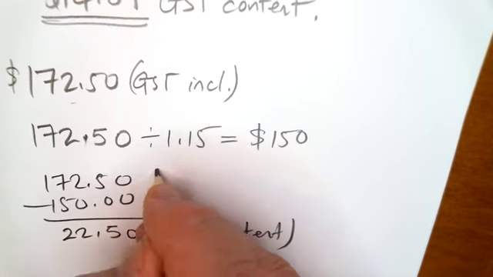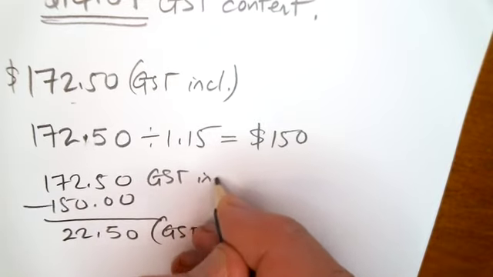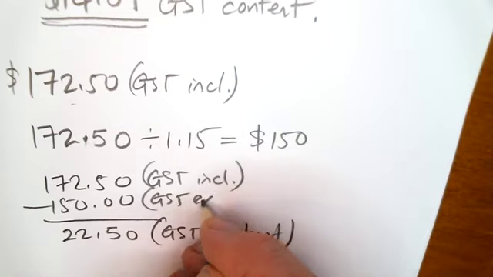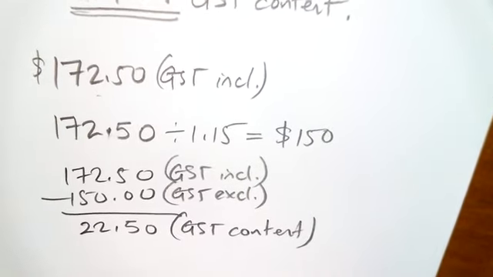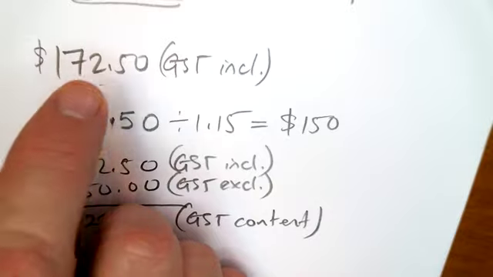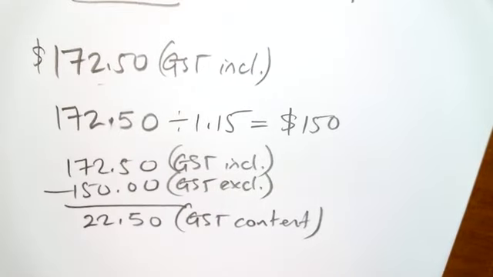So this here is the GST inclusive amount. This is the GST exclusive amount. This excludes GST. Subtract the two, and you get the GST content. That's the amount of government tax within that figure there. And that's how we do this.